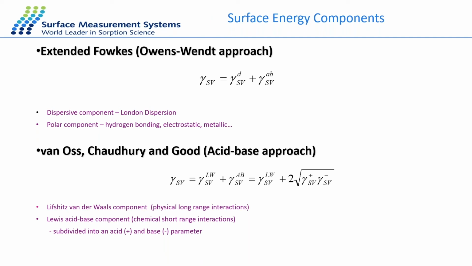In the case of IGC analysis, we use an extended approach of Fowkes' theory, where the specific part of the surface energy is divided into acid and base parameters. So during the analysis, we determine the dispersive part, and an acid and a base component of the surface energy. And from the acid and the base components, we determine the specific part.